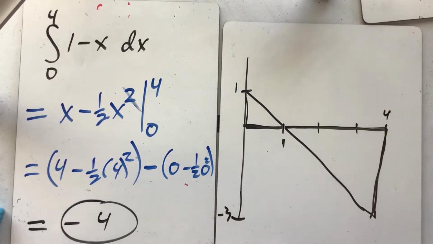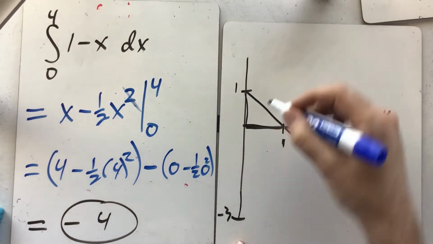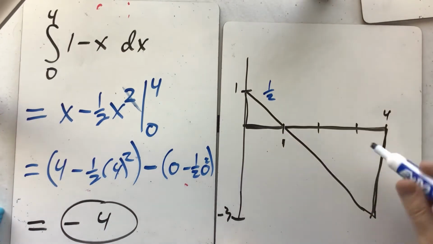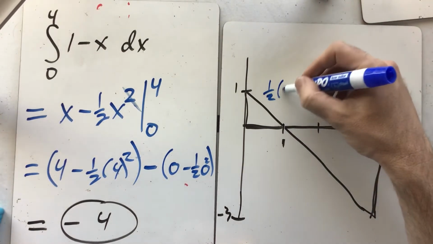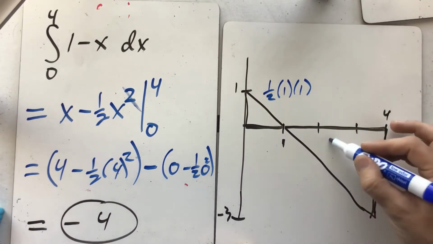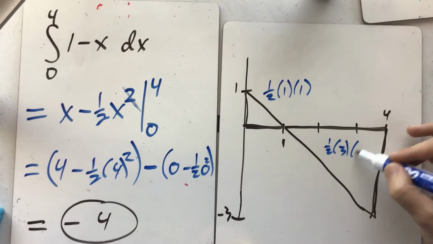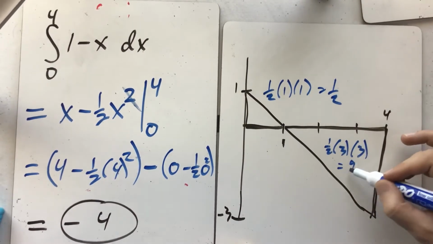And so I could, if I wanted, have just done this as a geometry problem, and notice that this one is 1/2 times 1 times 1, and this one is 1/2 times 3 times 3.